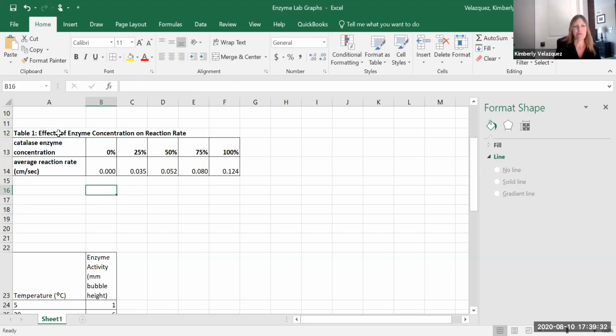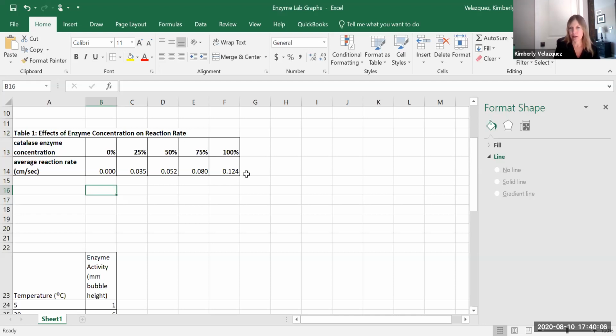Now this is looking at the effects of one variable on another variable. And whenever you're looking at the effects of blank on blank, this is the thing that's being altered or changed. That is your independent variable. So enzyme concentration is our independent. We should see that on our x-axis. Reaction rate is our dependent. We're saying reaction rate is dependent upon the enzyme concentration, and that should be our y-axis.